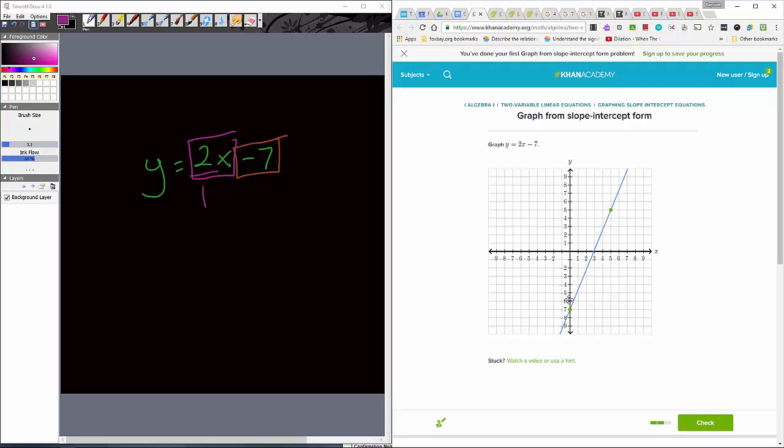And now it's going up 1, 2, and over 1. So again, up 2, over 1, up 2, over 1, up 2, over 1. Check it, and sure enough, it works.